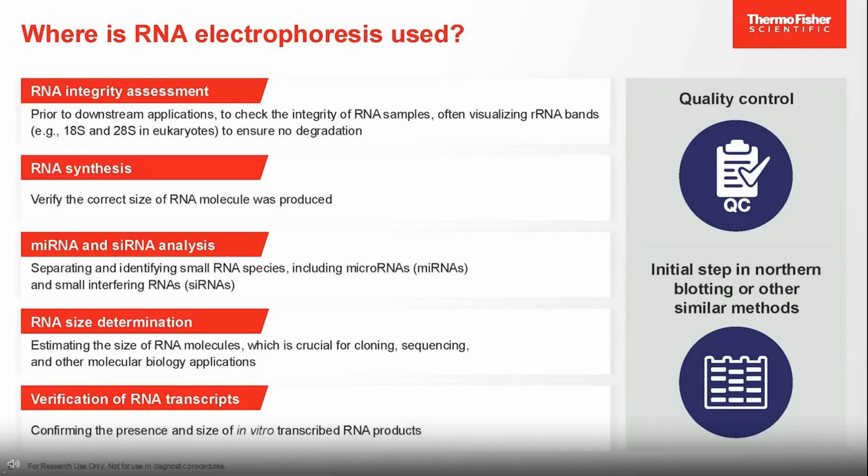And then we have the RNA electrophoresis steps that are generally associated with other downstream techniques, say northern blotting, that are more inclined toward the detection of a specific transcript, of a specific RNA species potentially, or even verifying the presence of a transcript that you are searching for.